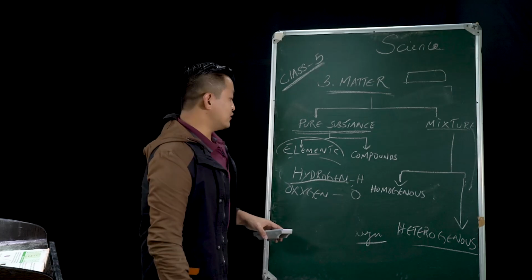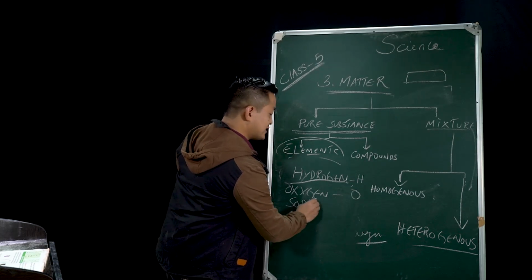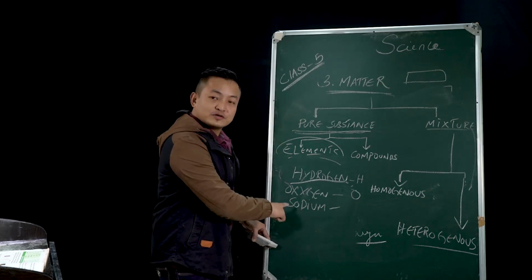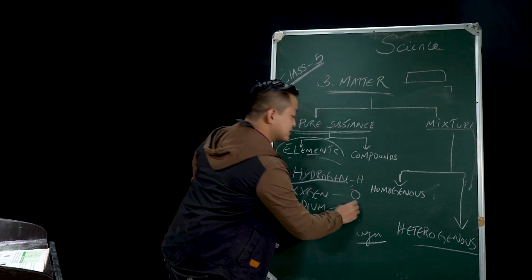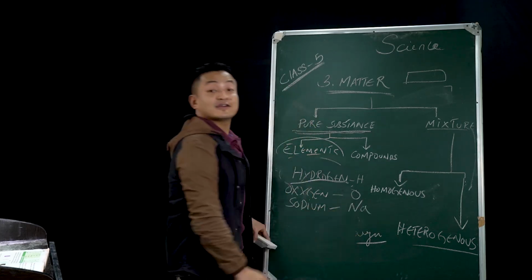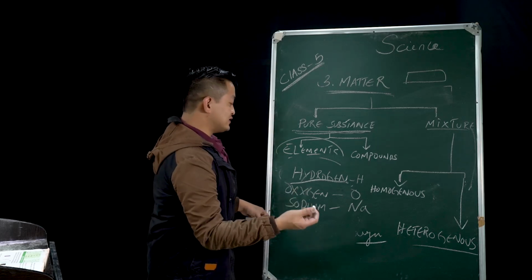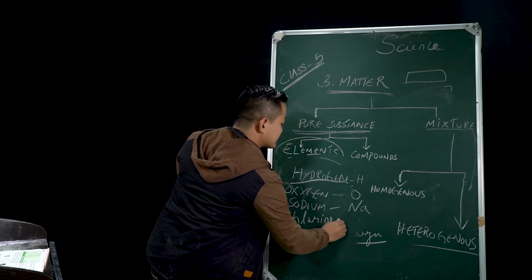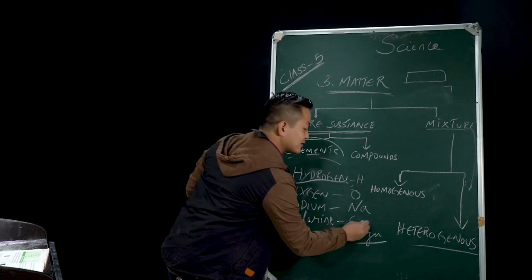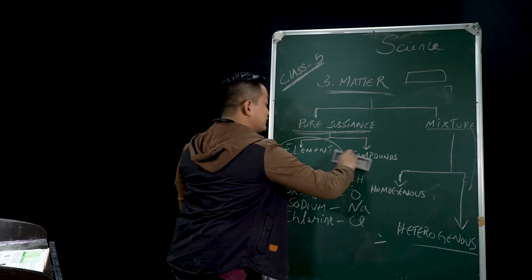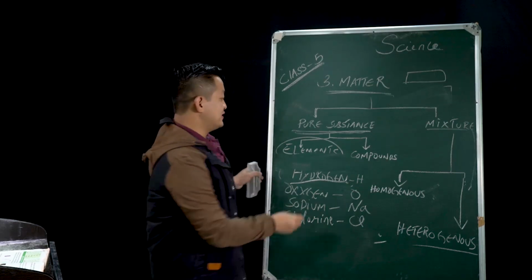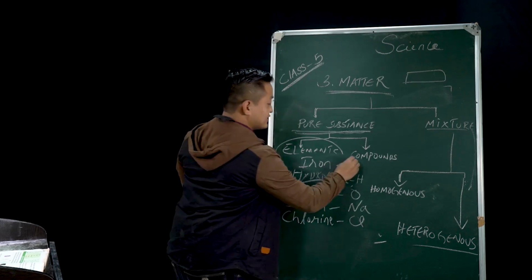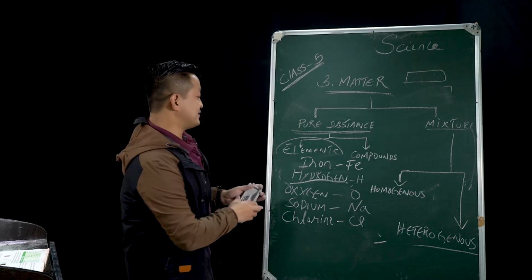Clear? Now, sodium, okay? Sodium is a dangerous element, okay? Class 5 students, so sodium, will the symbol be SO? No, okay? The sodium symbol will be Na. Clear? Okay, now next, chlorine. Chlorine would be Cl, okay? Cl. Now, iron, okay? Iron would be Fe, okay? Fe.